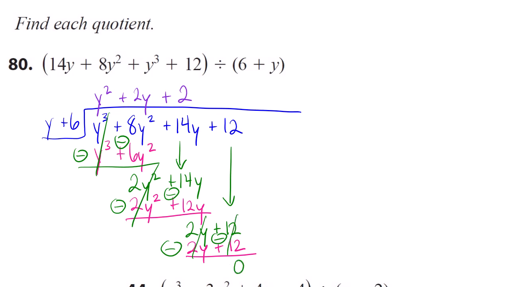So we have remainder 0, okay? So our answer is going to be y squared plus 2y plus 2, remainder 0.